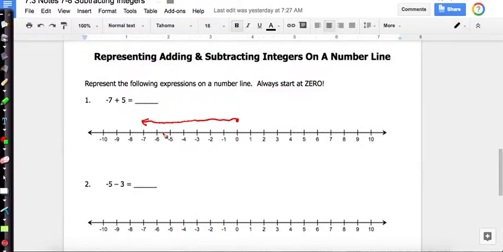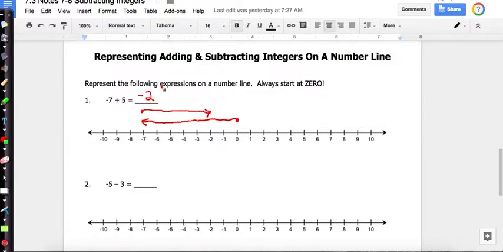So which direction do you think we go on the number line? That's correct, to the right, because that's the positive direction. So we're going to go 5. So remember, we're starting at negative 7, so we're going to go forward. 1, 2, 3, 4, 5. Where did I stop? At negative 2. So I stop at negative 2. And that means that negative 7 plus 5 is negative 2.